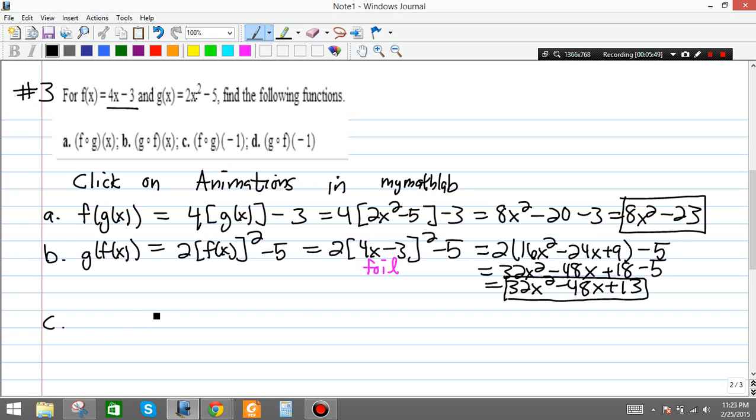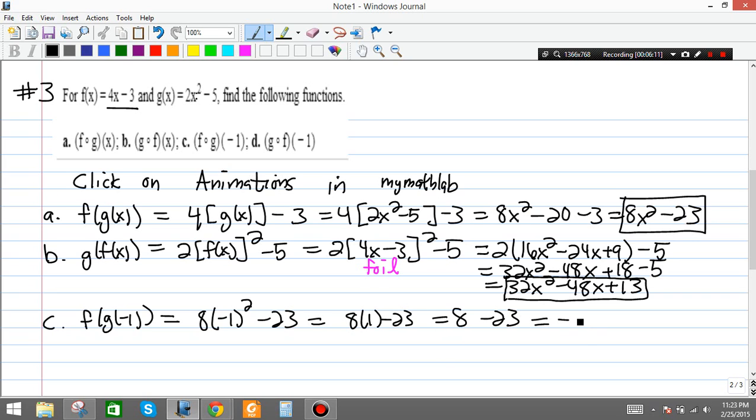C and D, like we said before, simply reference A and B respectively. F of g of negative 1, you just go back to A: that is 8 times negative 1 squared minus 23. That's 8 times 1 minus 23. That is 8 minus 23. The answer, negative 15.